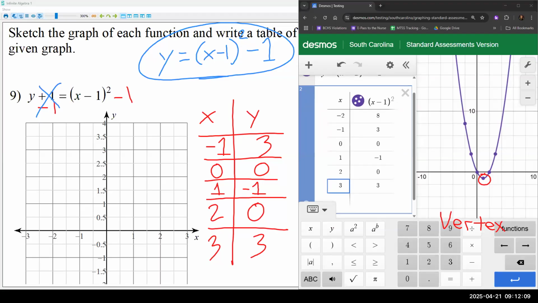Hold on a second. Let me copy these points over. So I'm going to start with my vertex. 1, -1, right there. 2, 0. 3, 3. 0, 0. Notice I put arrows on the ends. Not very good arrows, but I try to put arrows on the end to show that the line keeps going. All right, and there you go.